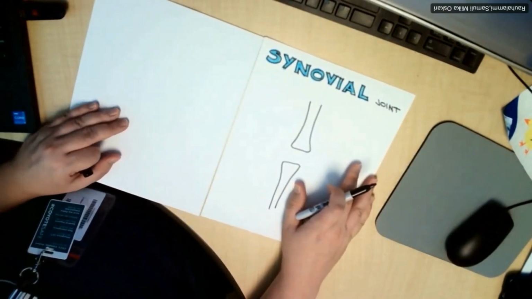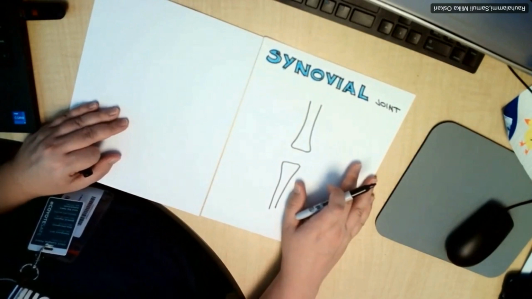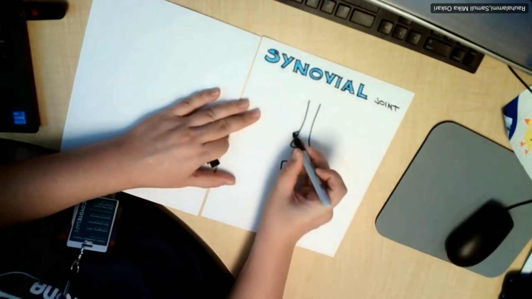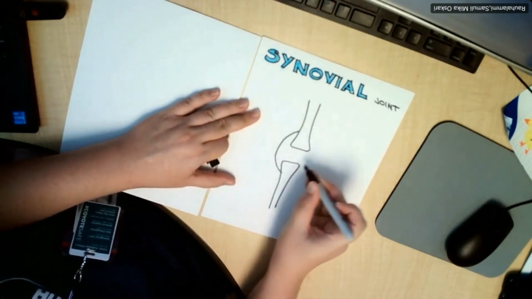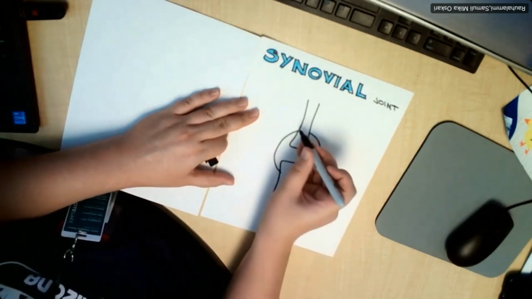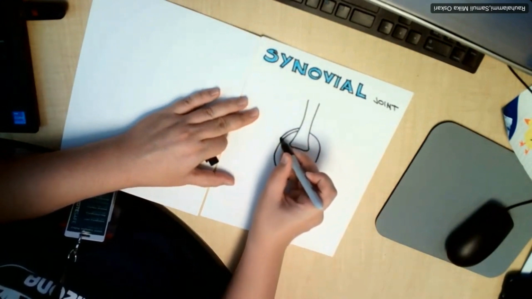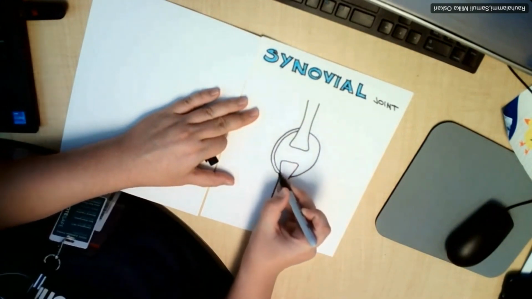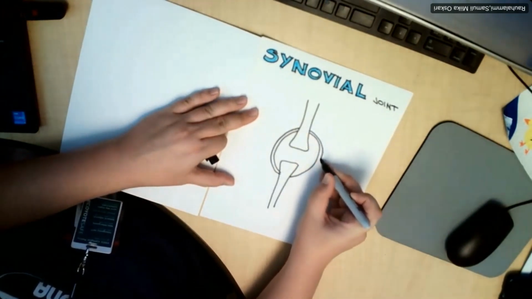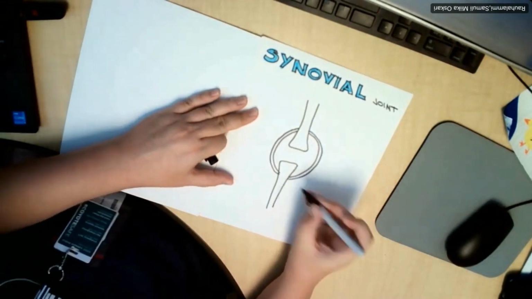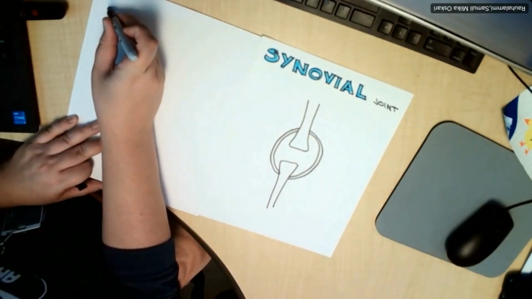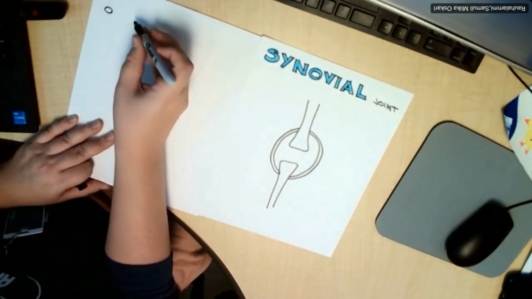So let's start with the joint cavity that we have in a synovial joint. There is going to be a cavity around this joint. This is sometimes also called the synovial cavity. This is really the structure that forms the actual space of what we're seeing in this particular joint type. So let's add that to our list of structures here.